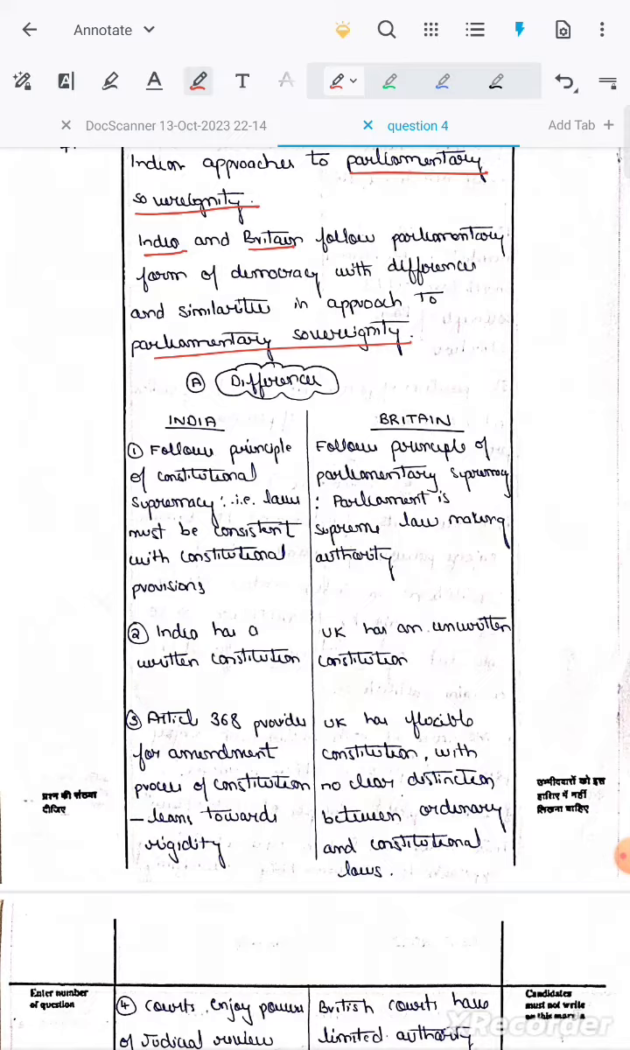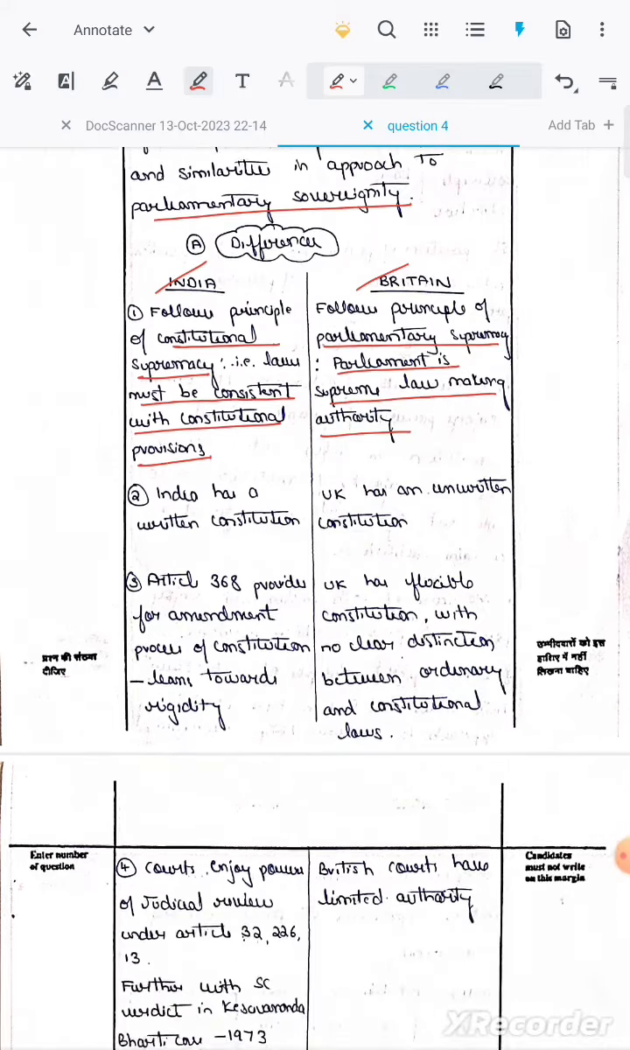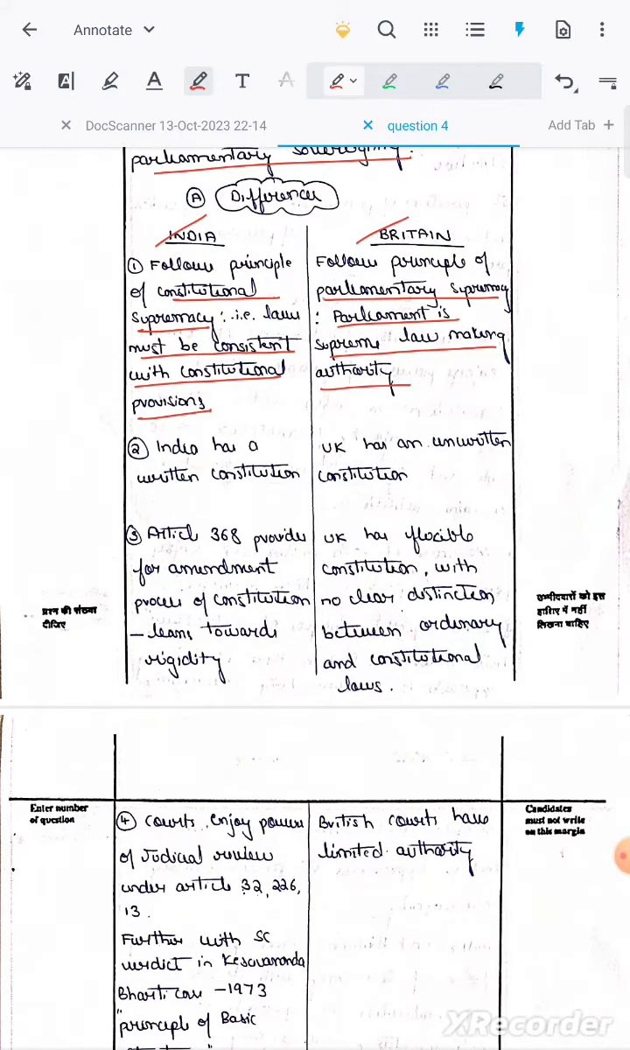So next comes the differences between India and Britain. In India, point one, it follows the principle of constitutional supremacy, that is, the law must be consistent with the constitutional provisions. Over here in Britain, it follows the principle of parliamentary sovereignty, that is, the parliament is the supreme lawmaking authority. The second difference is India has a written constitution, while the UK has an unwritten constitution.